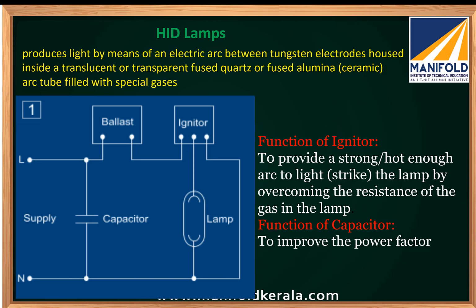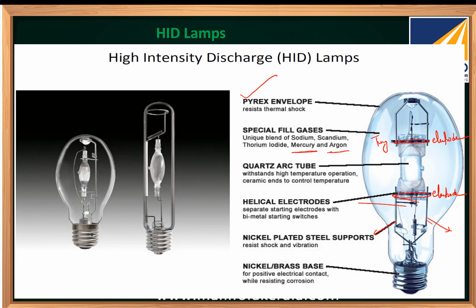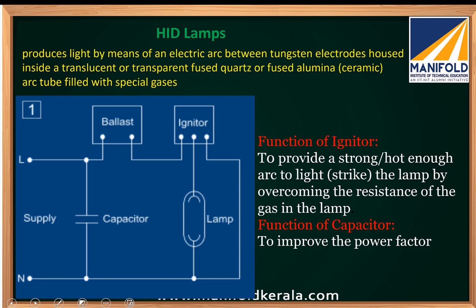HID lamps produce light by means of an electrical arc between tungsten electrodes housed inside a translucent or transparent fused quartz or fused alumina arc tube filled with special gases. Either you can use quartz or alumina. So an arc is produced between the two tungsten electrodes through this arc tube, which contains some special gases. Then the light starts glowing. So the common circuit for all these HID lamps is this one, this is phase, this is neutral.